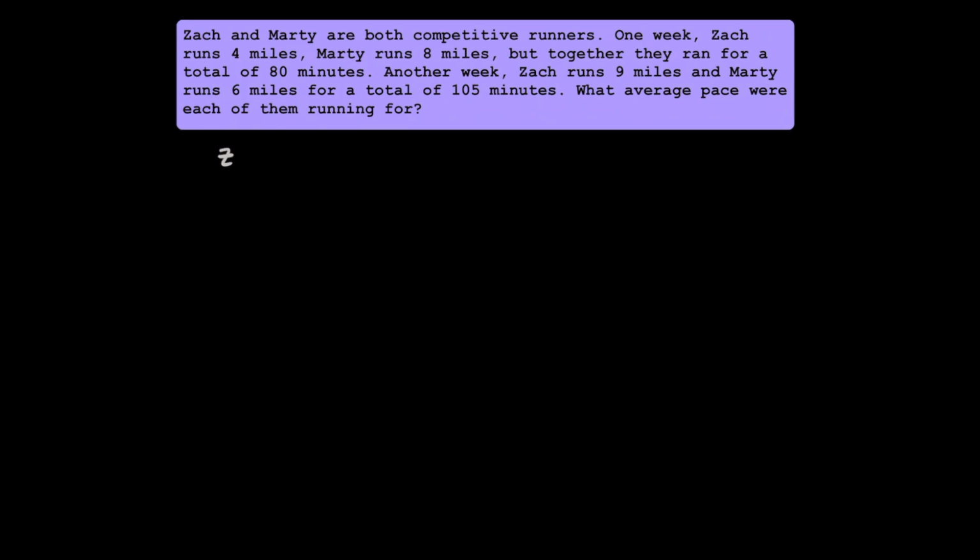First, I'm going to define Z as being Zach's pace. Then I'm going to define M as Marty's pace. Let's write an equation to represent what they ran in week 1. We know Zach ran 4 miles at some given pace, and we know that Marty ran 8 miles at another given pace. Adding their times up together, we know they ran for 80 minutes.